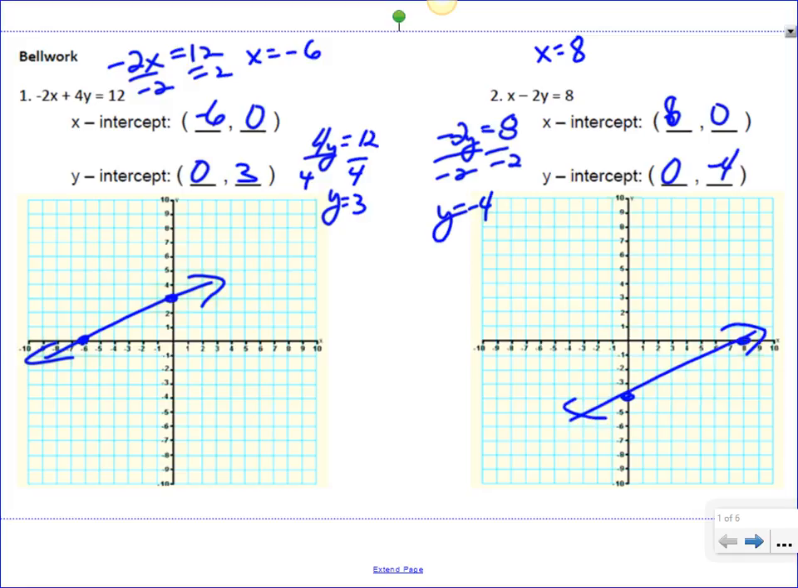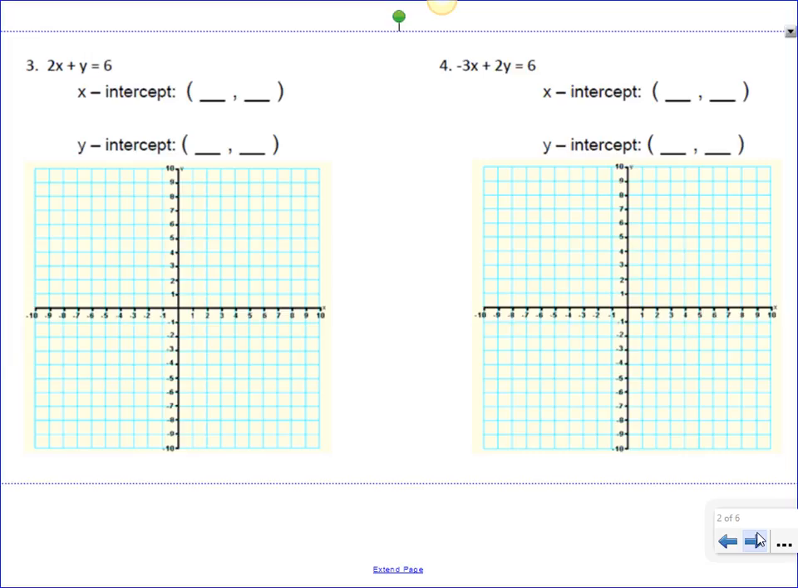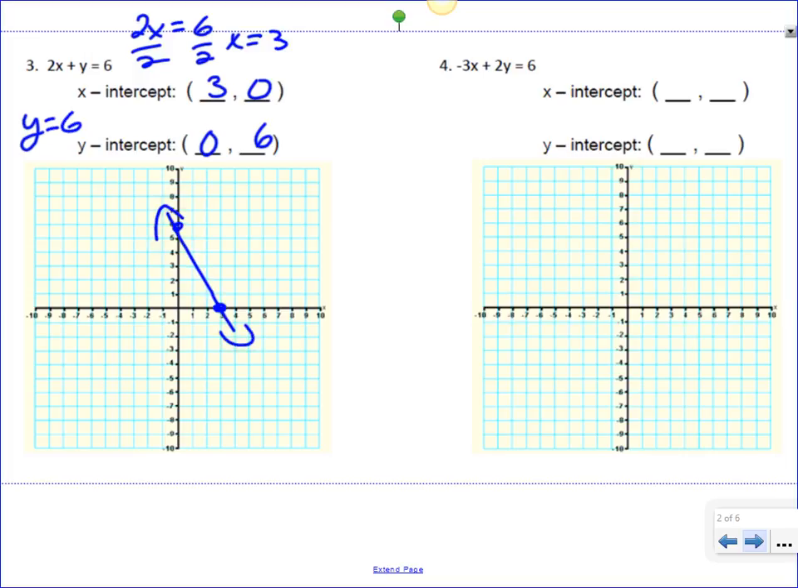Okay, hopefully that's making sense to us. Hopefully you're able to do these. If we flip to the next ones, for number 3, if you want to find an x-intercept, you'd cover up your y. So you'd have the equation 2x is equal to 6. Divide by that 2, and you'd have x is equal to 3. So your x-intercept would be 3, 0. If you want to find a y-intercept, you cover up your x's, and you'd simply be left with y is equal to 6. So your ordered pair here would be 0, 6. If you graph it, the x-intercept is 3, the y-intercept is 6, and you would draw the line.